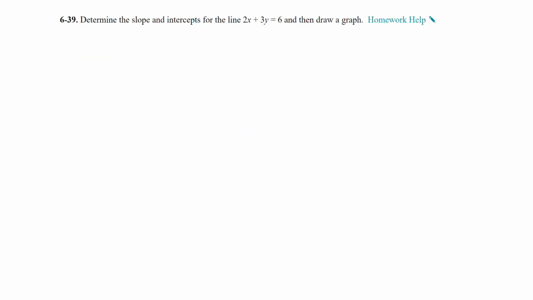Question 39. Determine the slope and intercepts for the line 2x plus 3y equals 6, and then draw a graph. I forgot to add graphs on this question, but we'll make it work. So find the slope and the y-intercept.